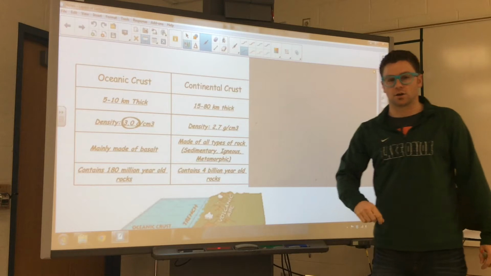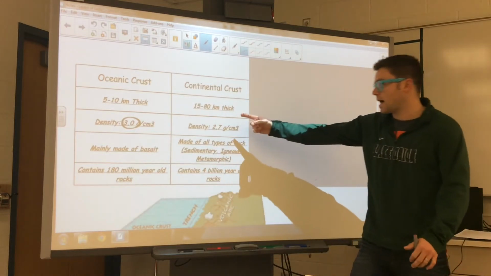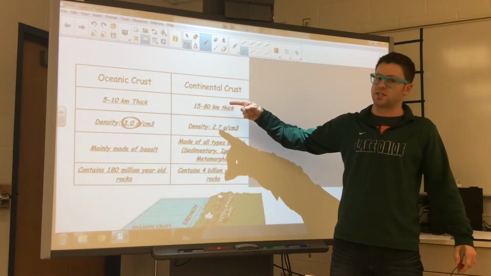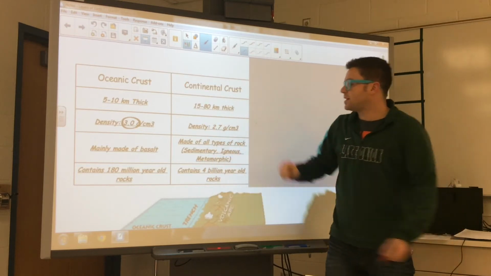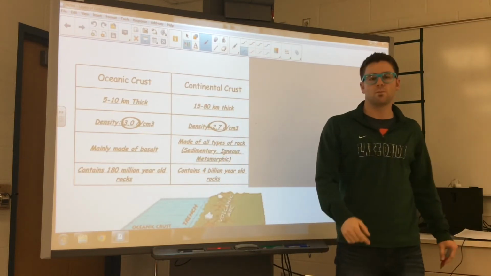And then we see continental crust, and we can compare the two. Continental crust, much thicker, like we said in our last slide. Much thicker, 15 to 80 kilometers thick. And the density, which one's more dense?